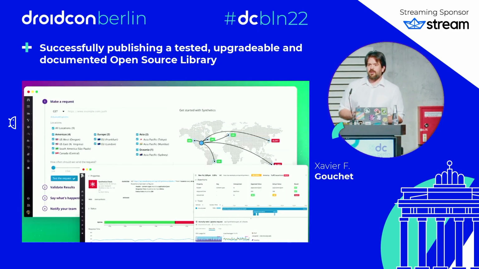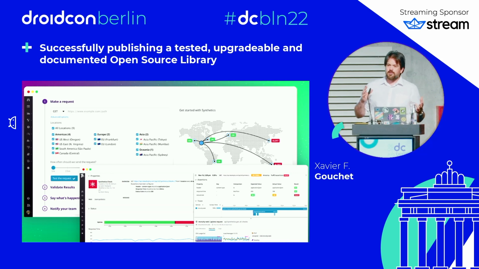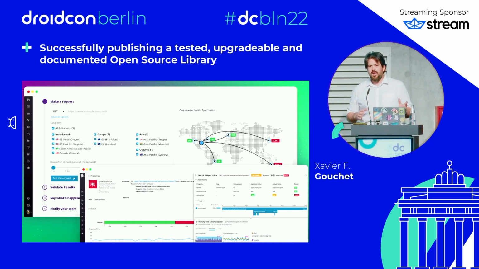Quick few words about Datadog. Datadog is an observability platform that allows you to track logs, status, and performance metrics across your applications and organizations. We do offer over 450 integrations, including, of course, Android, iOS, React Native, and soon Flutter.